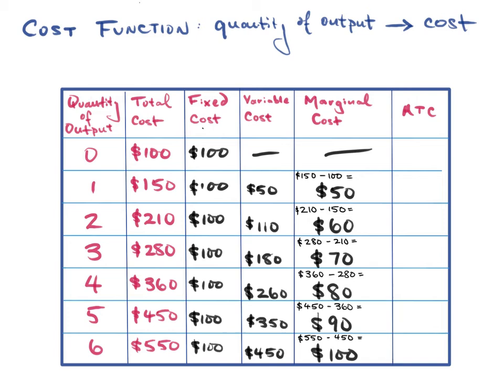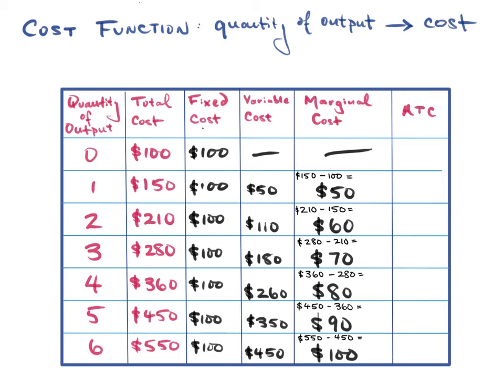Okay, I'm going to add now a column for marginal cost. The marginal cost is how much the firm's costs increase from producing this widget. Going from producing nothing to producing 1 widget, the firm's costs increased from 100 to 150. So, in other words, this first widget increased the firm's costs by $50.